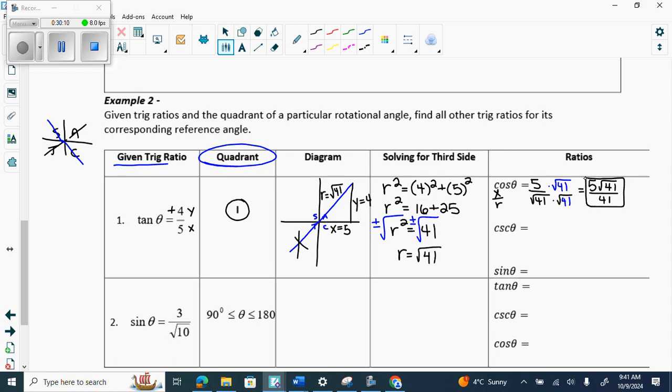Cosecant goes with what? Sine. So if sine is y over r, cosecant would be r over y. So r is root 41 over y, which is 4. And then sine we have on the bottom because we have a theta beside it. Sine is y over r. So I'm going to get 4 over root 41. And then I have to rationalize.